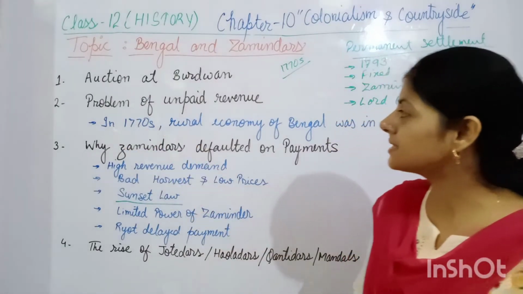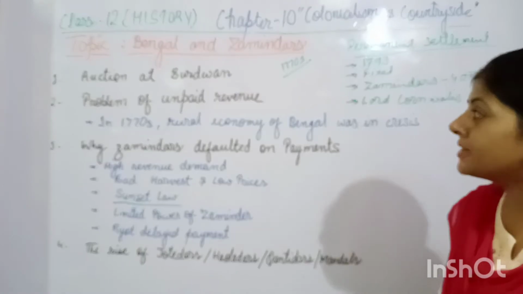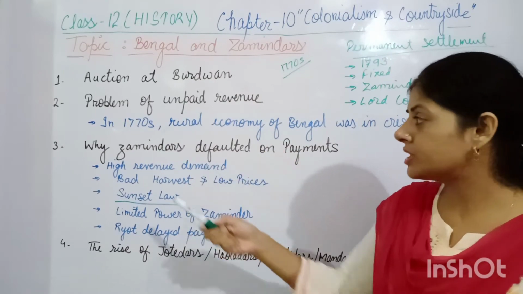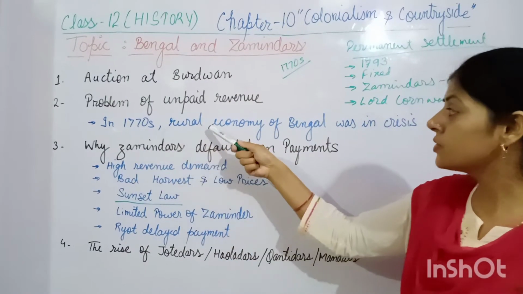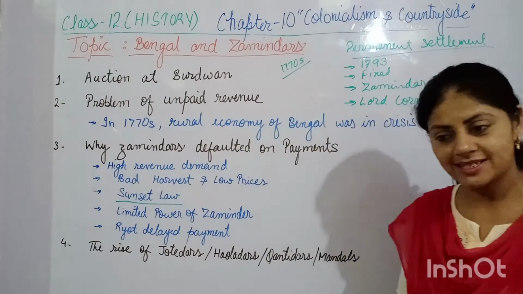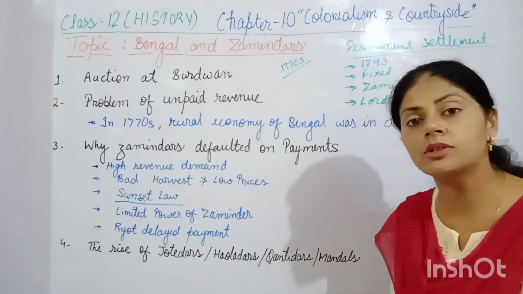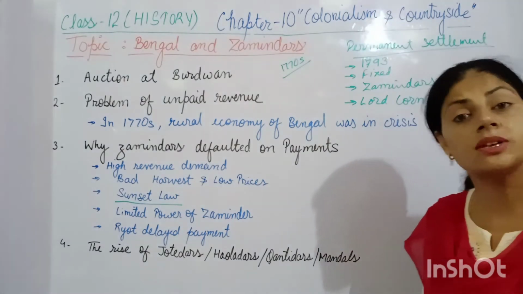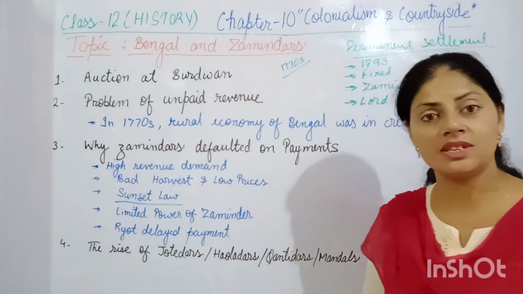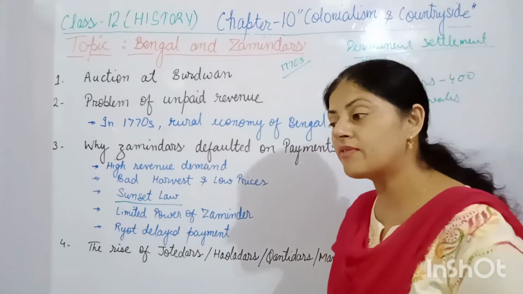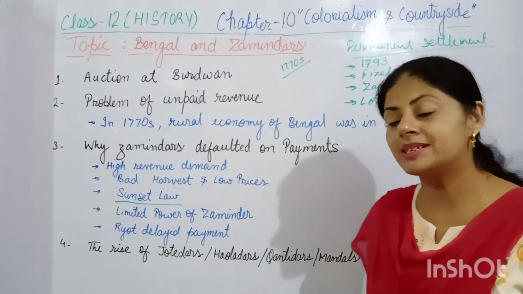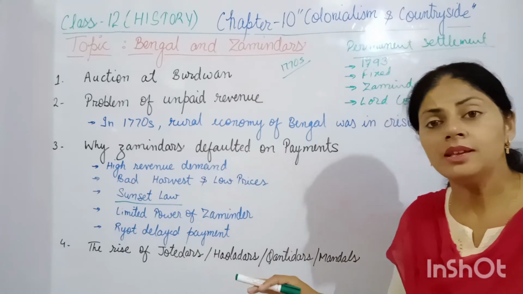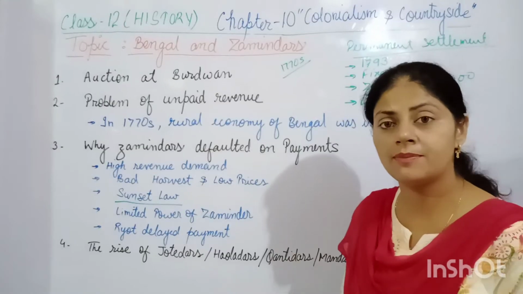So our second subtopic is the problem of unpaid revenue. As I told you, in the 1770s the rural economy of Bengal was in crisis. How was the rural or village economy in crisis? Because there was a famine-like condition. There was a bad harvest during that time in the 1770s, and because of the bad harvest, the famine-type condition, the peasants couldn't pay the revenue. And because of this reason, the Britishers thought of introducing a certain kind of settlement with the Indians or with the peasants.